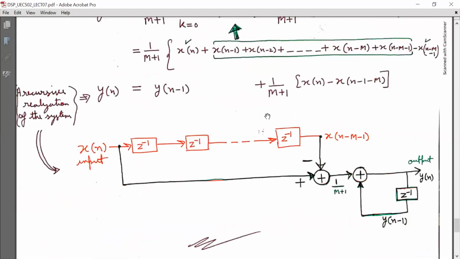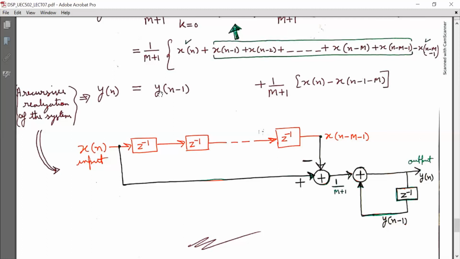So how to implement it? I am first concerned about this. This is x[n]. This is delayed to give x[n minus M minus 1] here. So x[n] from this line, and x[n minus M minus 1] from this line, is subtracted, and here I will have x[n minus 1 minus M] over 1 over M plus 1.